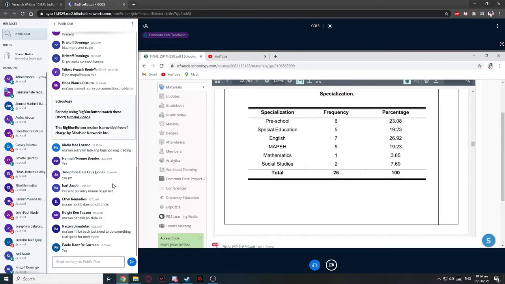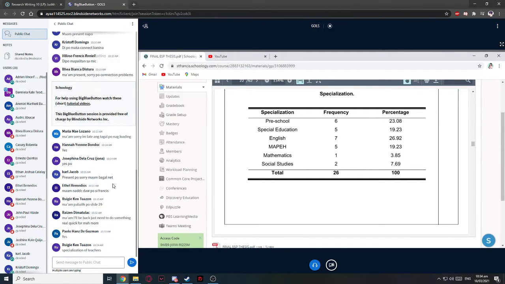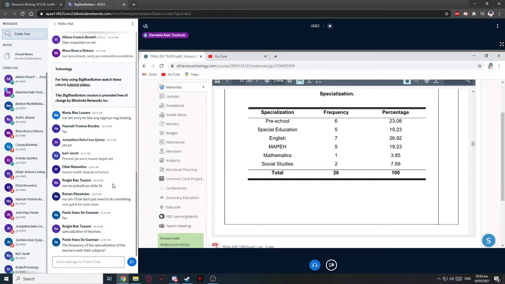Grade 10. If you're going to analyze this table without looking at the text, anong meron sa table na to? Ian, oi. Ian, oi. Specialization of the respondents. So, anong nakikita nyo dito? Ano yung meron sa 6, sa 5, sa 7?